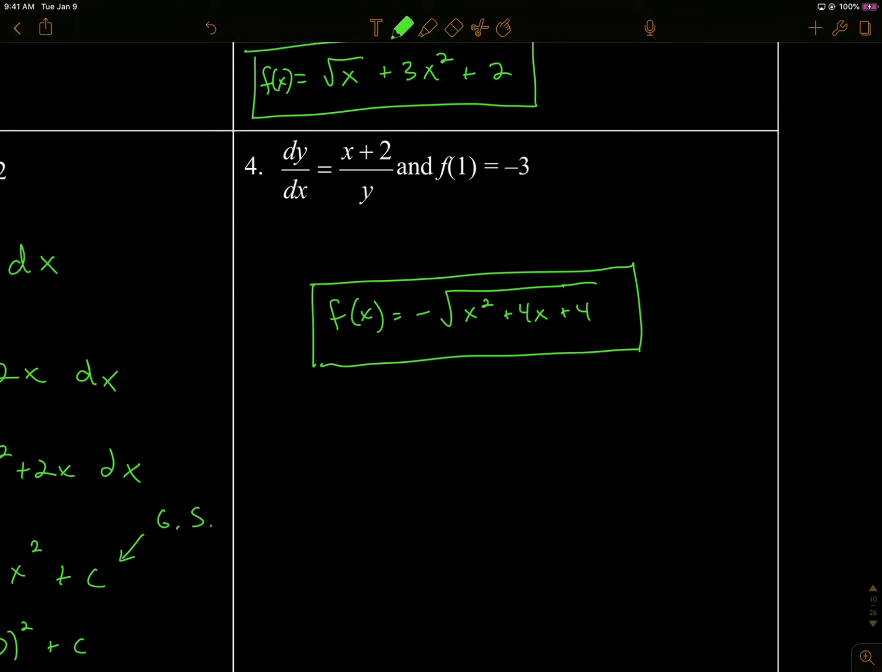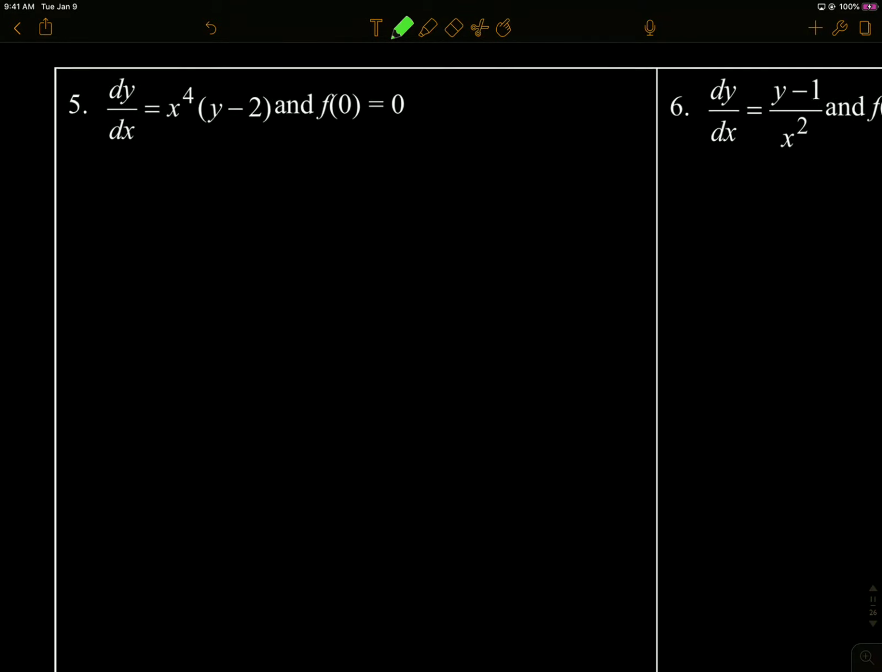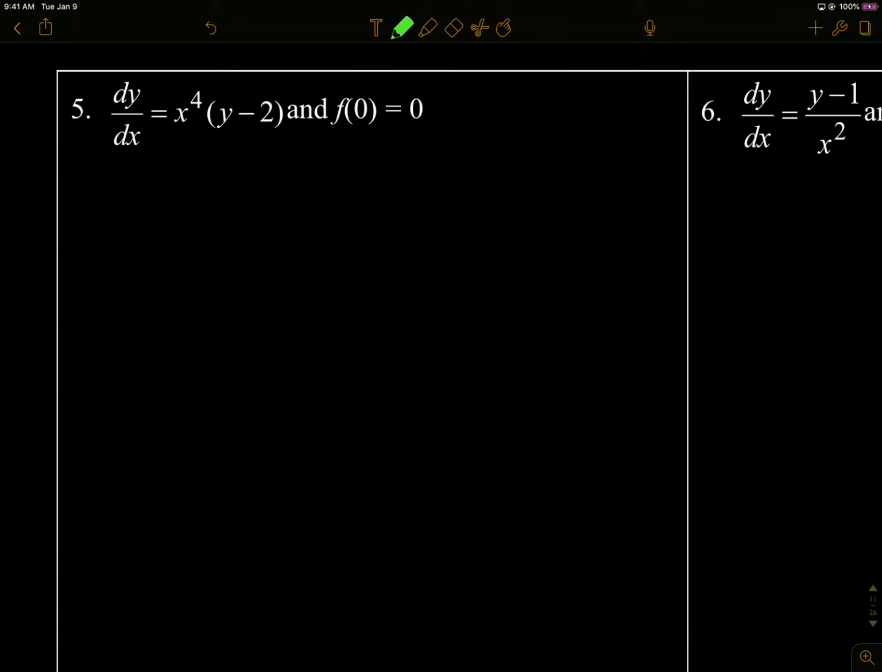So keep in mind here, I got down to y equals plus or minus the square root of x squared plus 4x plus 4. And why did I choose the negative version this time? Because when I plug 1 into this, I get 1 plus 4 is 5, plus 4 is 9. So I'm getting the square root of 9, which is 3. So I'm getting plus or minus 3. Our particular solution says we want the negative 3. So that's why the initial conditions make the negative version work. So that's our solution. All right, let's do a couple more here.